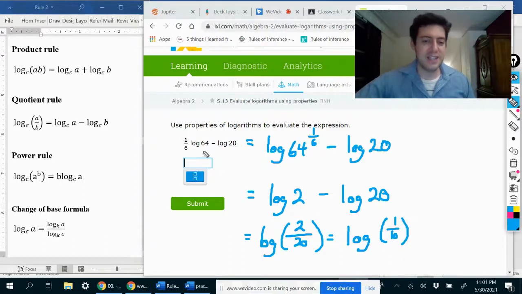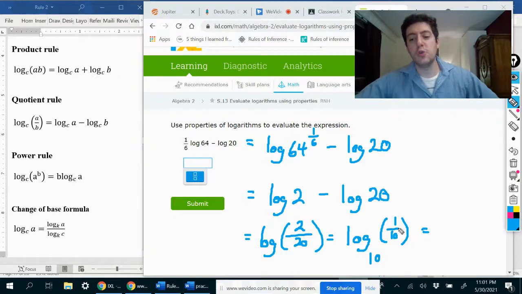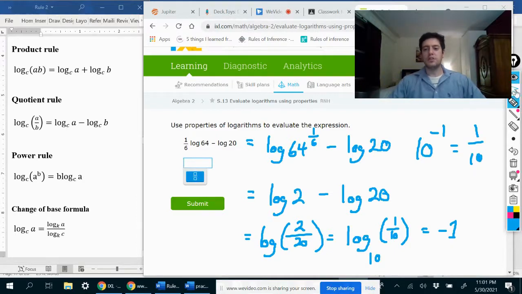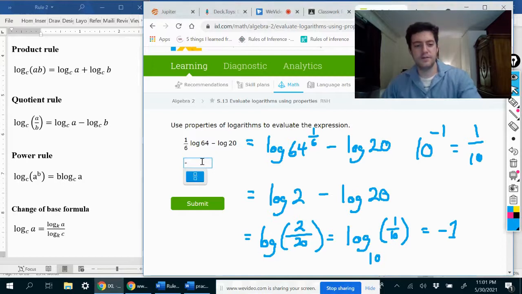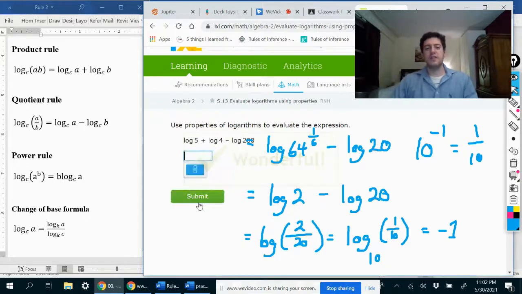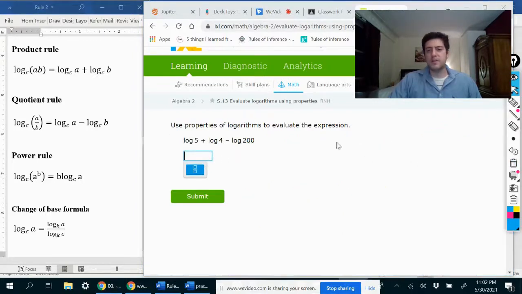And again, it didn't give us a base here. If you don't see a base, the base is 10. So now we're asking ourselves, 10 to what power is equal to 1/10? That would be negative 1. 10 to the negative first power is equal to 1/10. So our answer is negative 1. That's a little different. So many of these answers have been 1. All right, we've done problems like this before, so I think I'm going to end the video there, and have a great day.